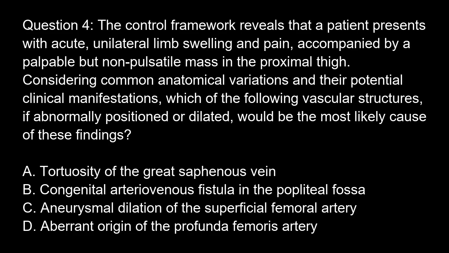Question 4. The control framework reveals that a patient presents with acute, unilateral limb swelling and pain, accompanied by a palpable but non-pulsatile mass in the proximal thigh. Considering common anatomical variations and their potential clinical manifestations, which of the following vascular structures, if abnormally positioned or dilated, would be the most likely cause of these findings? Option A. Tortuosity of the great saphenous vein. Option B. Congenital arteriovenous fistula in the popliteal fossa. Option C. Aneurysmal dilation of the superficial femoral artery. Option D. Aberrant origin of the profunda femoris artery.